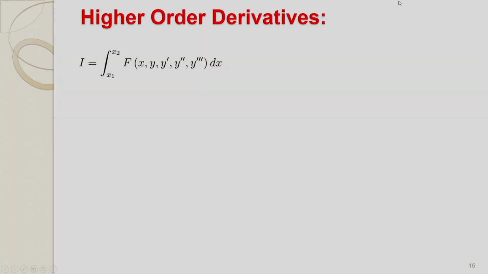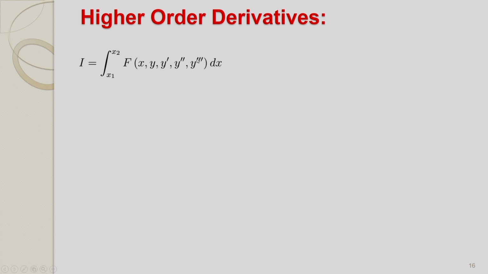In this part we will see how to derive the Euler-Lagrange equation for a functional which is a function of higher order derivatives of the dependent variables. Here we have taken a functional which is a function of y prime, y double prime and y triple prime. Prime corresponds to differentiation with respect to x. So, it is a function of the third order derivative of y with respect to x.